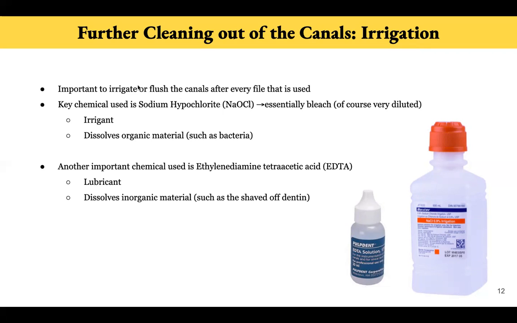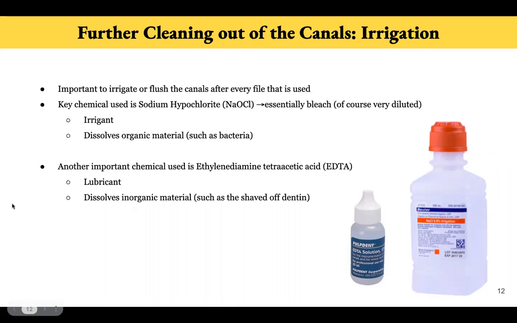And as part of the irrigation solution, a key chemical seen in that is sodium hypochlorite. That's essentially bleach, but of course it's going to be very diluted, specific for this type of procedure. It's an irrigant, and specifically it dissolves organic materials such as bacteria. And again, we know that the main point of a root canal procedure is to get rid of that infection, to kill that bacteria and get rid of it. So it makes sense that we need something like this.